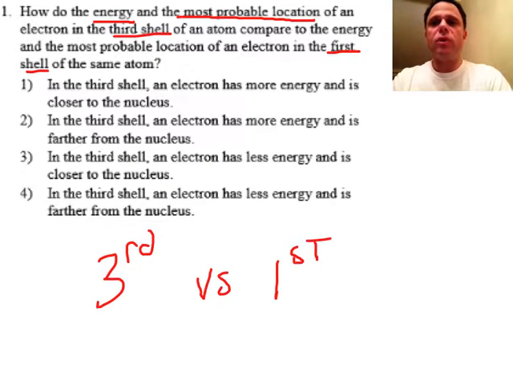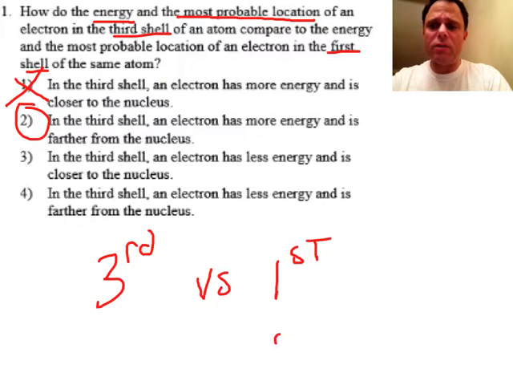Let's look at our choices. Number 1, in the third shell an electron has more energy. Yes, that's true. It's further from the nucleus, it has more energy. And it is closer to the nucleus. No, it's not closer to the nucleus. Number 2, in the third shell an electron has more energy, true, and is further from the nucleus. Hey, write that in there to conserve time. There are a lot of questions. I'm going to stop it there. The answer is 2. The third shell is further from the nucleus.